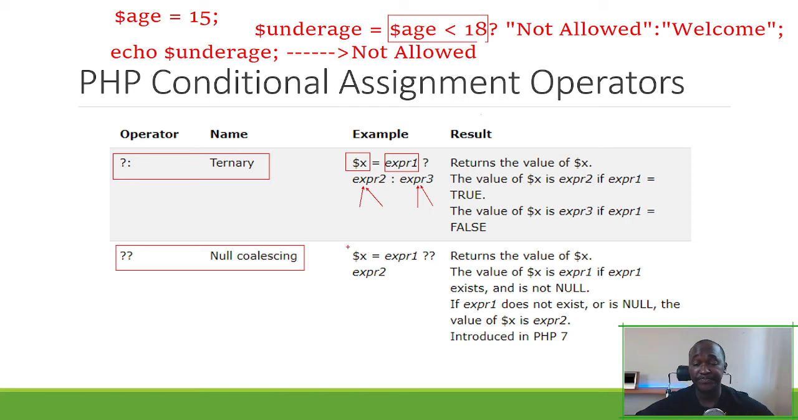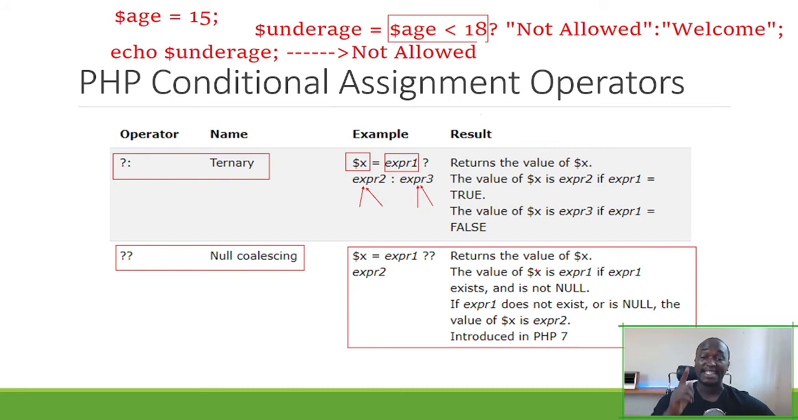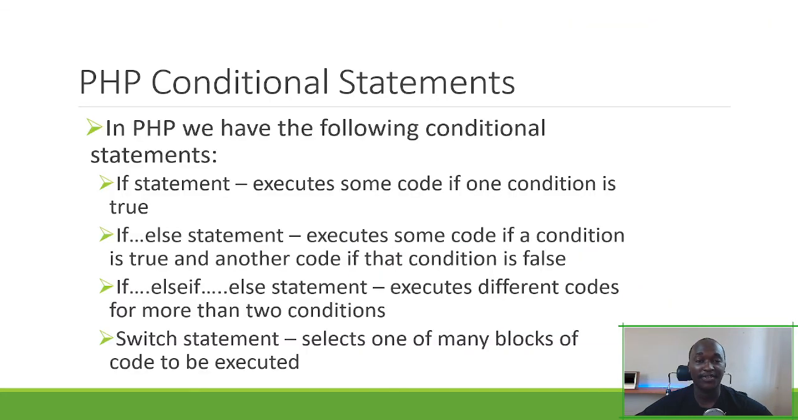Now for this one, to be honest with you, I have not gone through it, and I want to give you that as a reading assignment. So please find out how the null coalescing conditional assignment operator works, and understand it, because most likely I'm going to ask it again on the quiz. Okay, then that is how we get done with operators in PHP. And now we are on conditional statements.